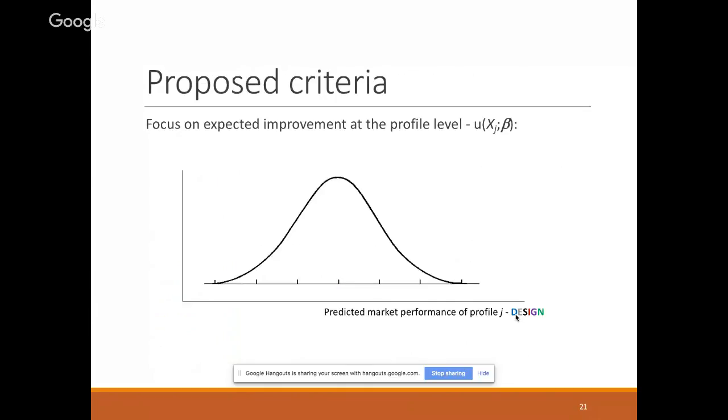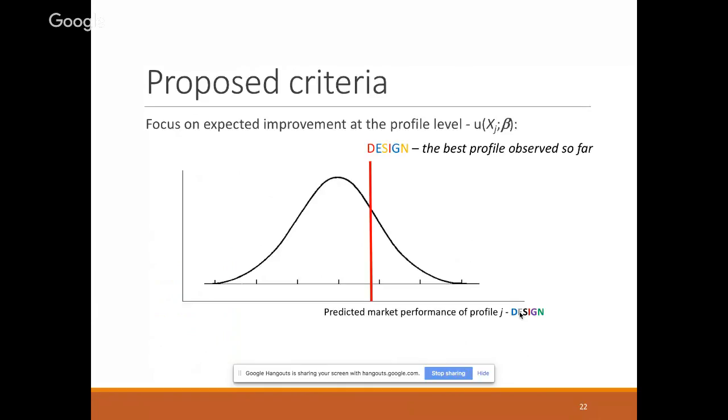So in order to overcome these limitations, we wanted to introduce a new experimental criterion, which focuses on expected improvement. So we start from the same expected distribution of market share. And then on this distribution, we condition on the observed market share of the best design in the first round. So we know the market share value of the best design profile that we found in the first round.